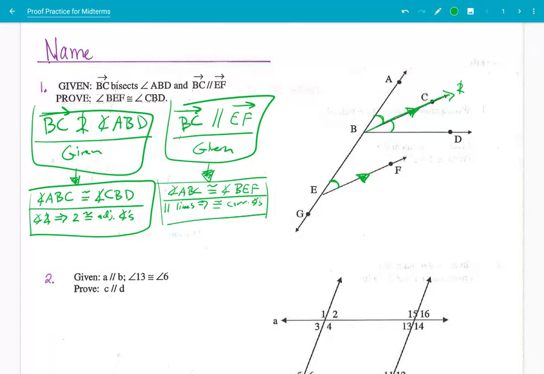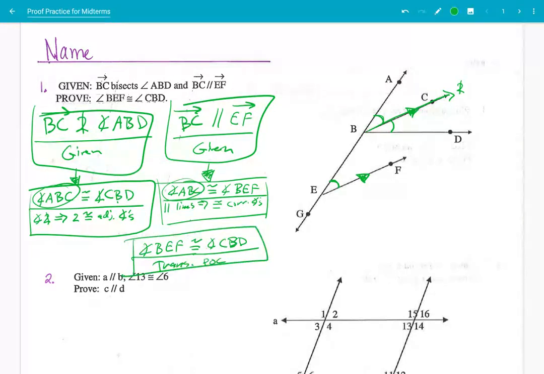Okay, well, look at what we have here. We've got ABC is congruent to CBD, but it's also congruent to BEF. So that's going to show us that angle BEF is congruent to angle CBD because of the transitive property of congruency. And that's our proof statement. So there's our first proof.